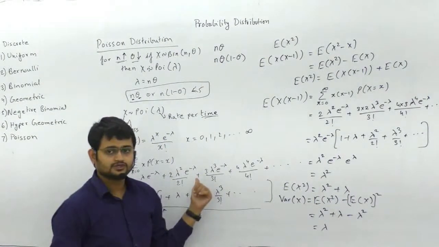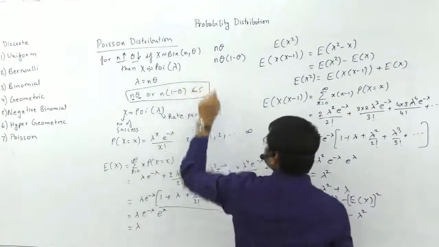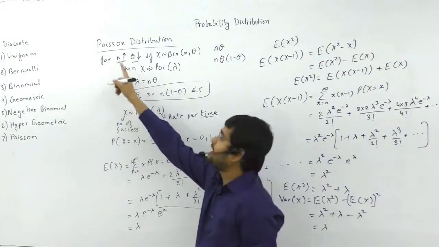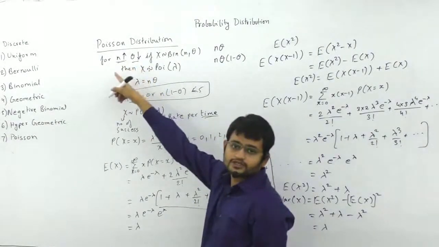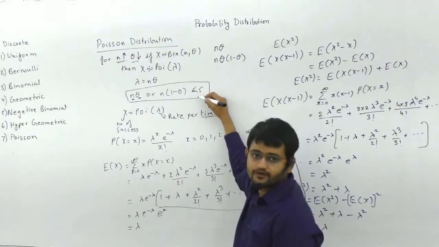Poisson distribution. So first of all, whenever we convert a binomial distribution, n should be greater than 100 and theta, or you can say n into theta or n into 1 minus theta, should be less than 5.